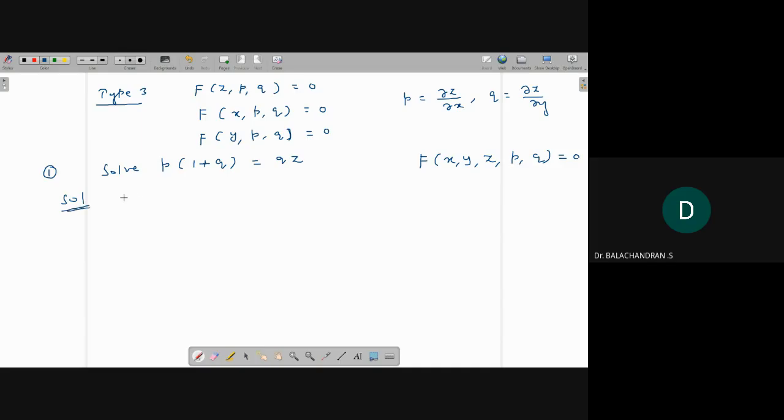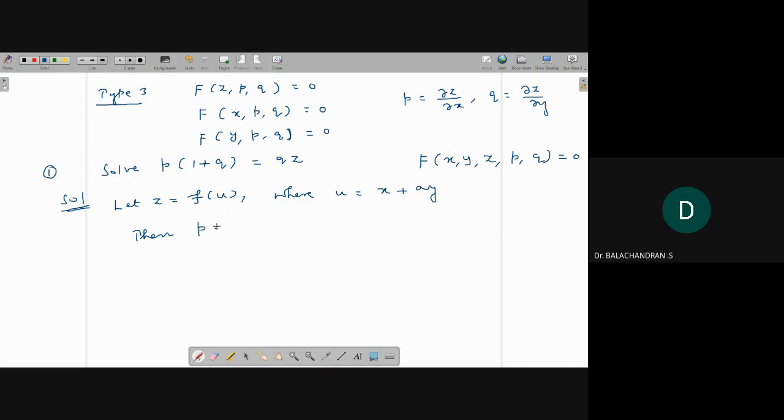For this type of problem, especially for function of z comma p comma q, you should take z equal to some function of u, where u is equal to a linear equation in x and y. I am taking x plus ay, or you can take ax plus y, that is also possible. I will take u equal to x plus ay.